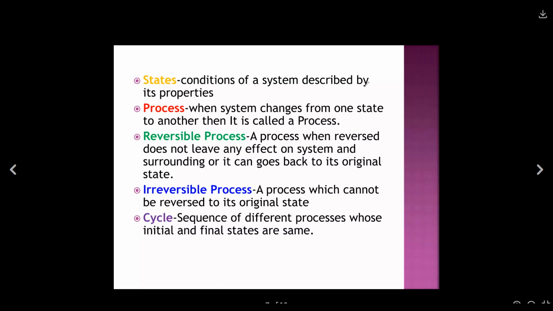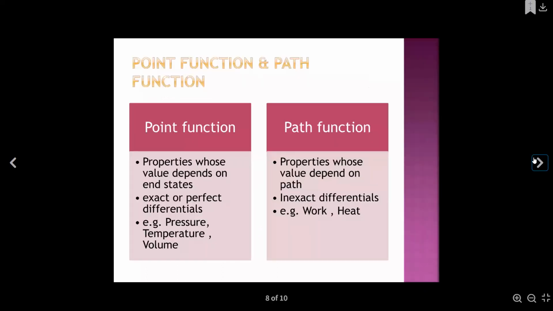Then the next thing that we are going to look at is the point function and path function. A point function is a property whose value depends on the end states. The properties only depend on the end states. It is an exact or perfect differential. For example, we have pressure, temperature, and volume. Then we have path function. Path function properties have values that depend on the path, that is, an inexact differential. So we have work and heat.